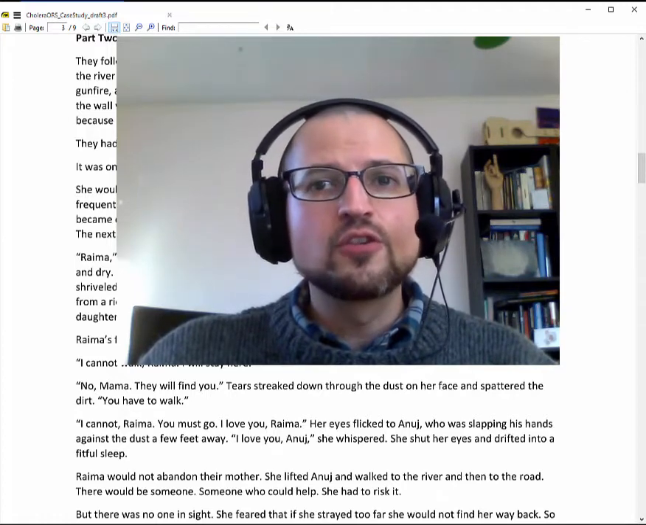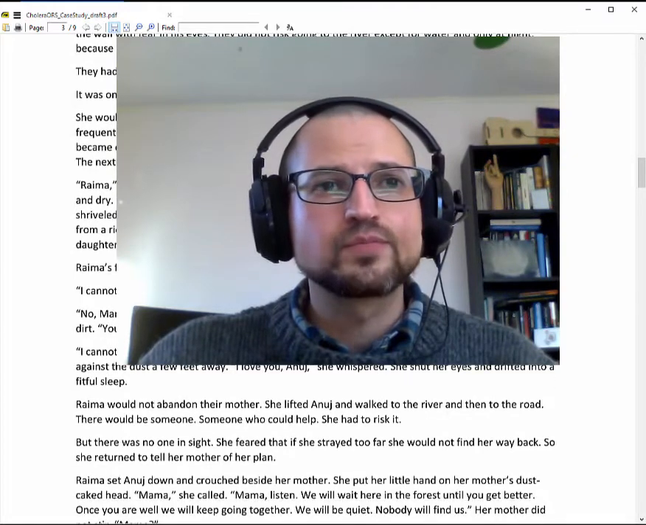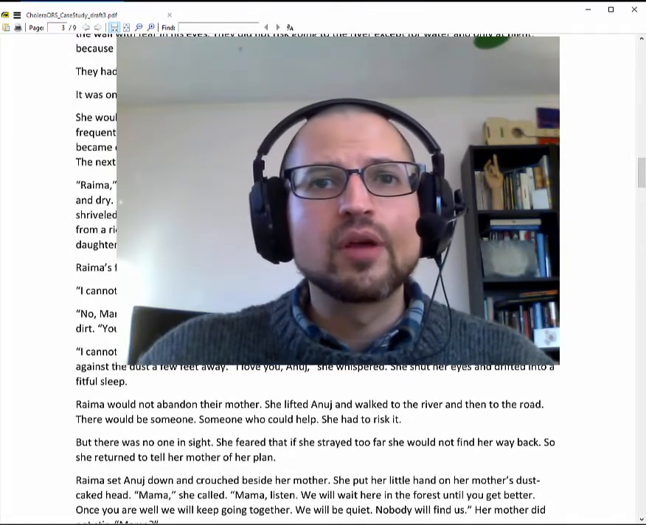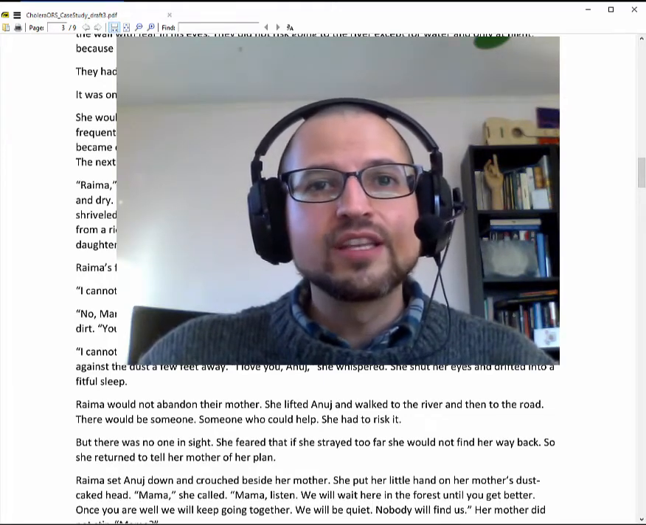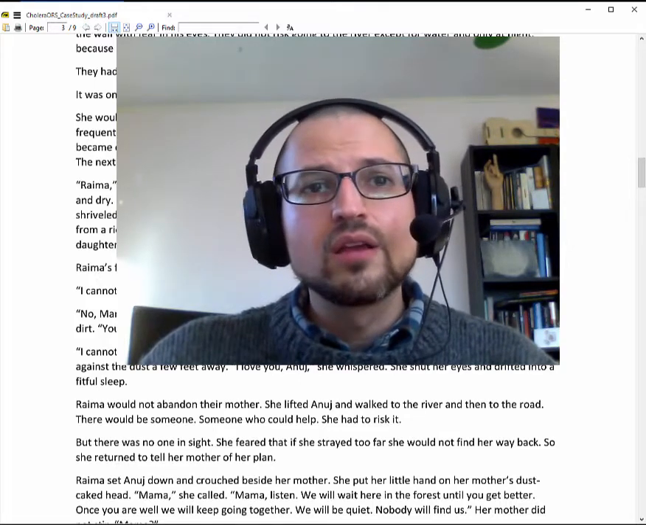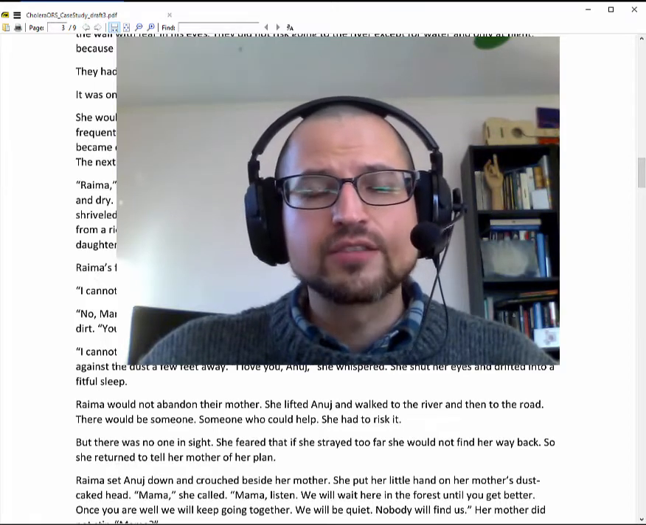She feared that if she strayed too far she would not find her way back, so she returned to tell her mother of her plan. Rima set Anuj down and crouched beside her mother. She put her little hand on her mother's dust-caked head. "Mama," she called. "Mama, listen. We'll wait here in the forest until you get better. Once you're well, we'll keep going together. We will be quiet. Nobody will find us."